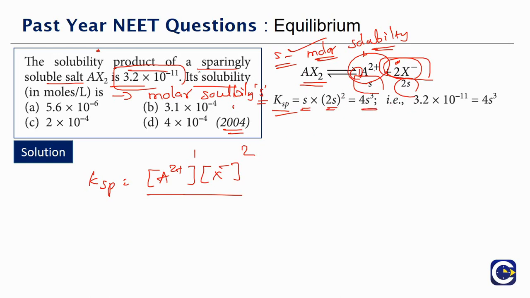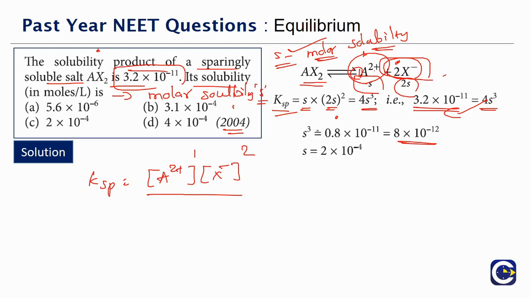So Ksp is given to us, right? 3.2 in 10 power minus 11. So Ksp is 4s cube, which means if you bring the 4 to this side, 3.2 by 4 is what? 0.8. So s cube is 0.8 in 10 power minus 11. We can write it as what? 8 in 10 power minus 12.